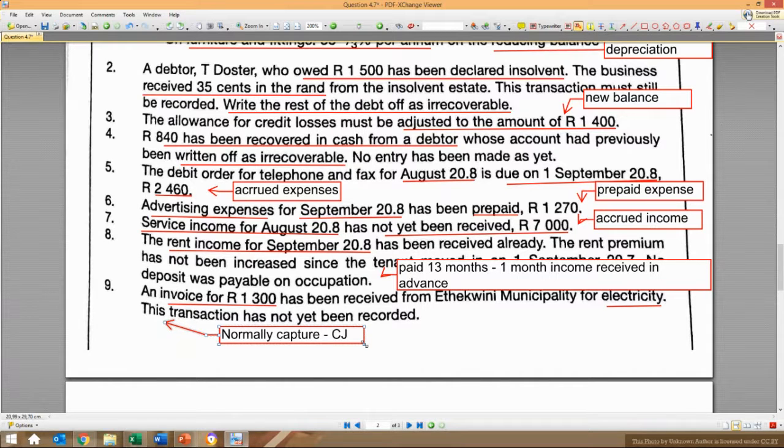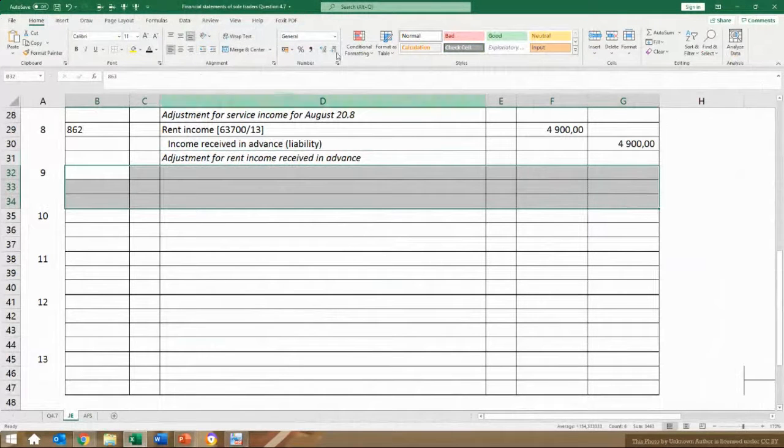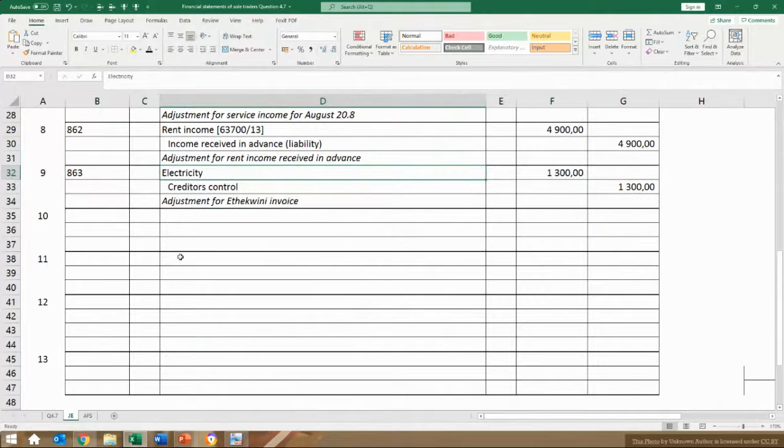So as soon as you've got an invoice, a creditor has already given you an invoice, that means I need to go account for the liability. Now we know it's for electricity, so my electricity expense needs to increase, as well as the liability, which is creditors control. So transaction number 9, we would account for as follows. You would debit your electricity expense and you would credit your creditors control because we already received an invoice worth 1,300.